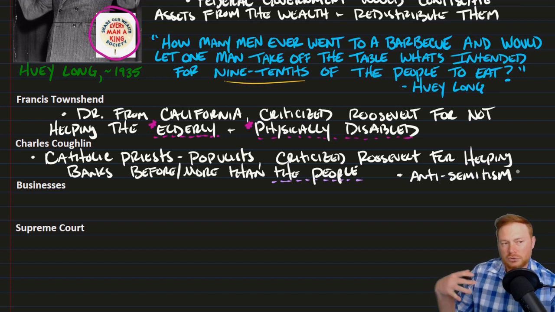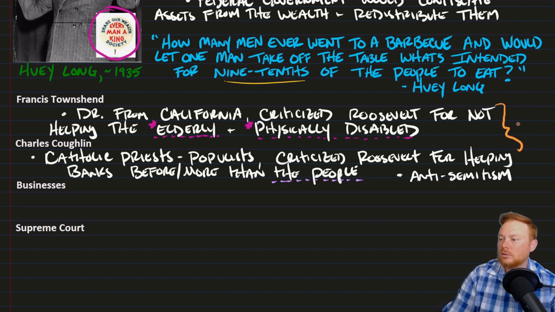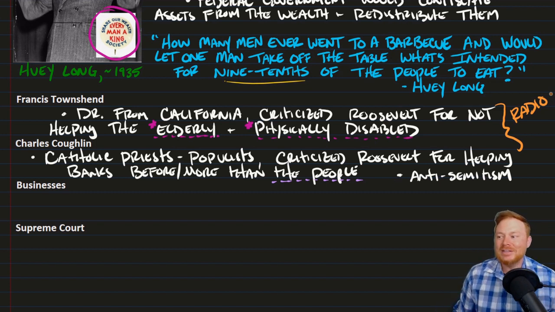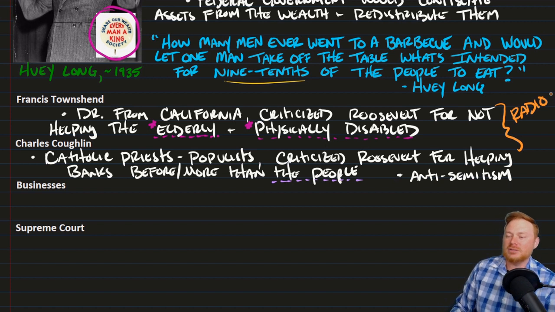And that is to posit to his radio audiences, which, by the way, both of these individuals, Coughlin and Townsend, were on the radio. We'd said that Roosevelt was very effective at using the radio. That's true, but so were his critics, right? Those who criticized him could also use the radio to spread their message far and wide.